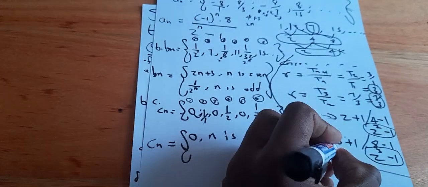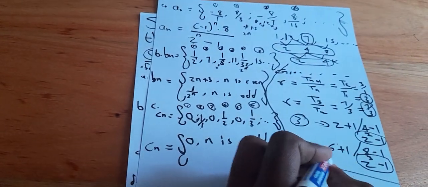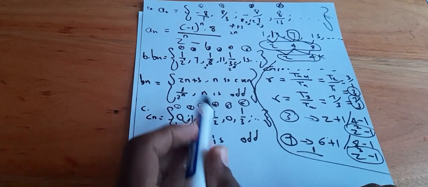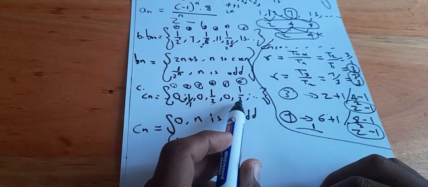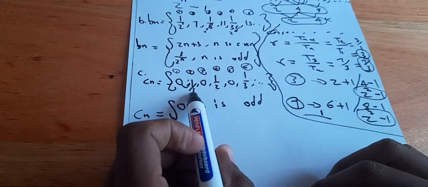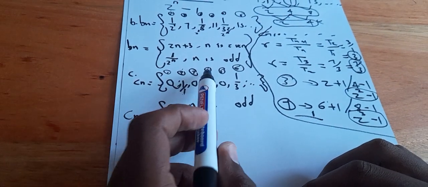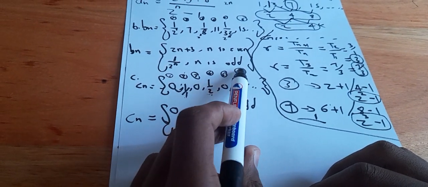Somewhere you will need to have 1 as the numerator. And then let's check the denominator. We have 1, 2, 3. But it's 1 when n is 2. It's 2 when n is 4. It's 3 when n is 6.